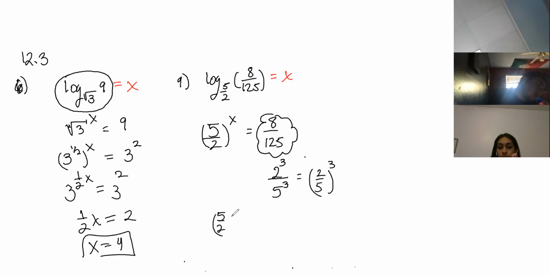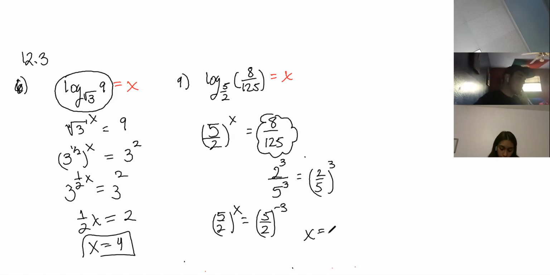So 5/2 raised to the x equals 5/2 raised to what power? If I flip the base, what happens to the positive 3? It would become negative. And that's it. Now that the bases are the same, you drop them, and what does x equal? Negative 3. Oh, okay, so you just flip the base. Yes. Okay.